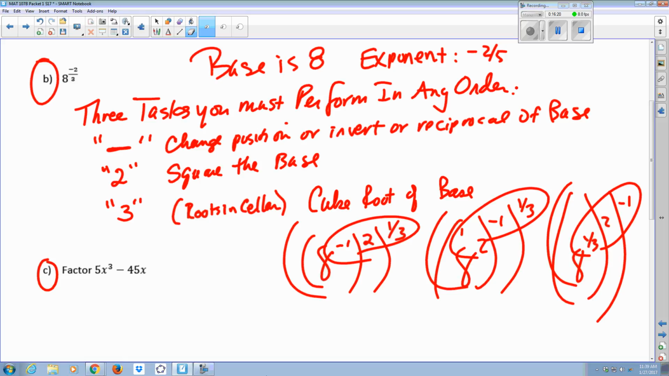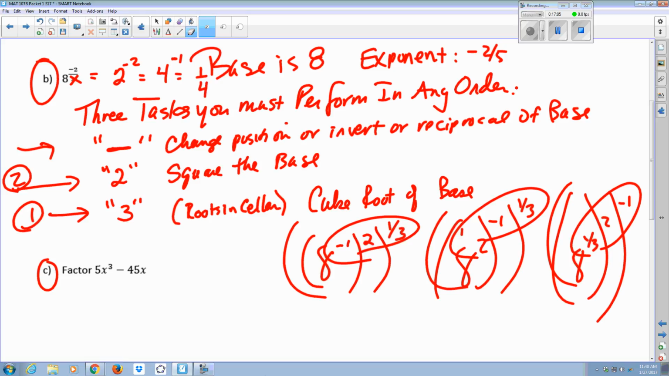So what do I usually do? If the base is a whole number instead of a fraction, I usually try to make that number as small as possible, so I usually start with the root. That's what I do first. I take the cubed root of 8, and that gives me a 2. So now this is equal to 2 to the negative 2, because I've taken that cubed root. Then I usually apply the numerator of my fraction. I square it, and that leaves me with a dash up there. What number comes after that dash? 1, 4. And then I change the position: 4 over 1 becomes 1 over 4. That's usually the order I do it.